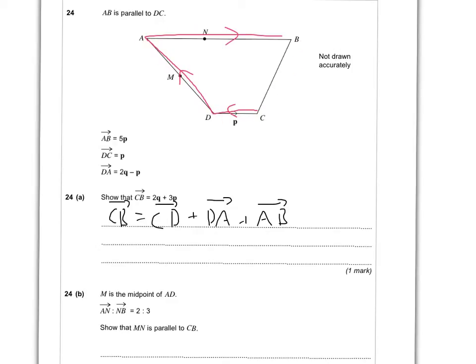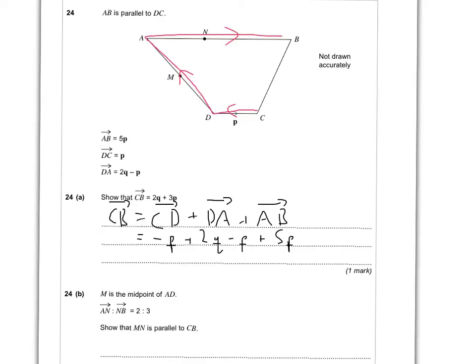So I'm going to write down the names for all of those. I know that CD is called minus P. It's minus P because I'm going along this in the opposite direction. P labels a particular length of vector, but also in a particular direction, and I want to go the other way. I'm now going to go up DA. DA I know the name of. It's just called 2q minus P. And then finally I go along AB. AB I know is 5p, so I add on 5p.